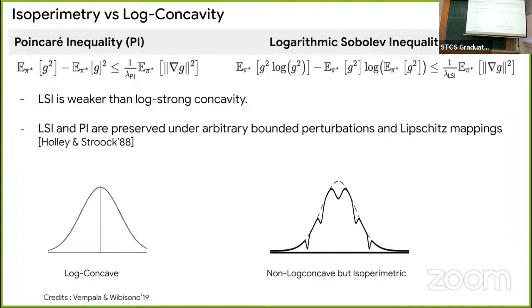The Poincare and log-Sobolev inequalities are preserved under bounded perturbations and Lipschitz perturbations. For instance, say this is log-concave, and let's say this looks like the Gaussian. However, if you do this kind of perturbation it is not log-concave, but it is still isoperimetric. So it is stable to these kinds of small perturbations, and it would be nice to study sampling under these conditions. And LSI, of course, is stronger than the Poincare inequality.